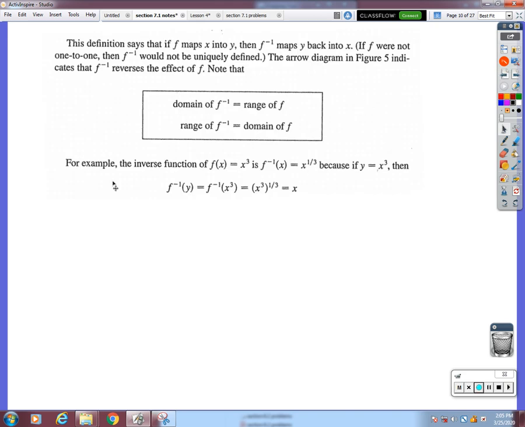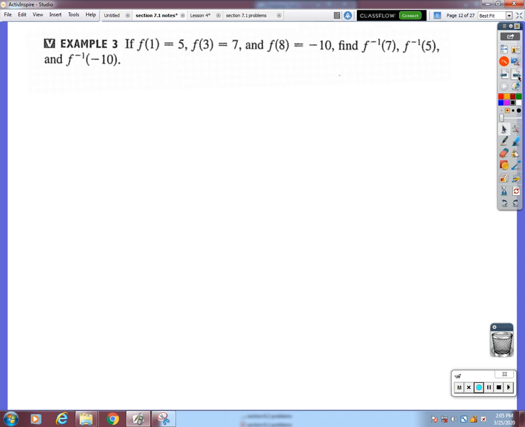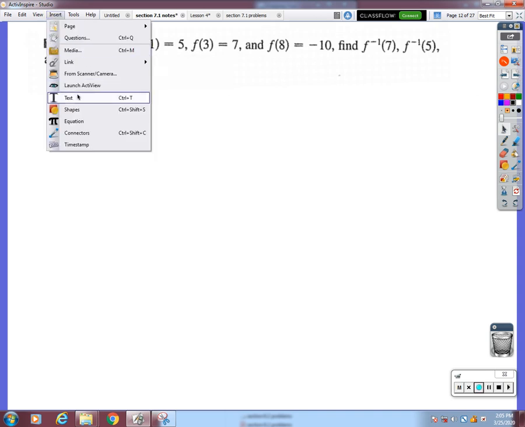And so since in an inverse function you are switching the x's and the y's, the domain of the inverse is the range of the original, and the range of the inverse is the domain of the original. Okay, so that is some super exciting stuff. So let's take a look at an example here.